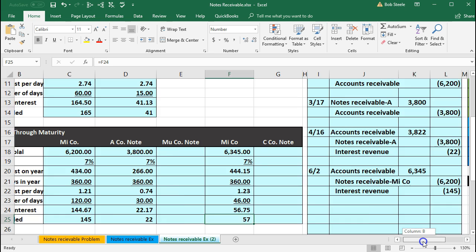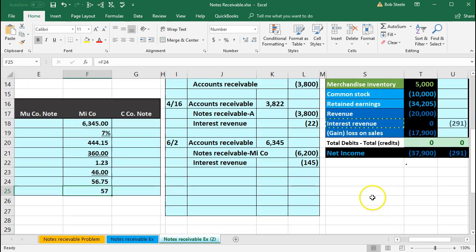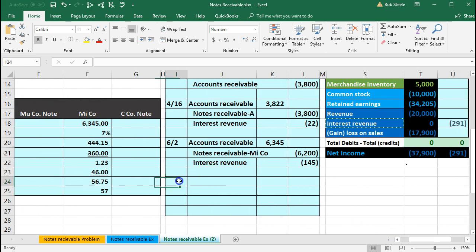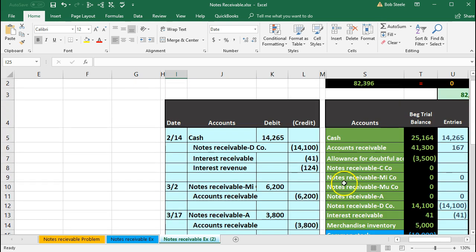Okay, so now we're going to record the journal entry. We're going to say we got payment. So what's the date on this? One more time. This is on 6/2. Receive payment, the note, interest, receive payment. So 7/17. 7/17. So we're going to say, is cash affected? Yeah, we got the cash.